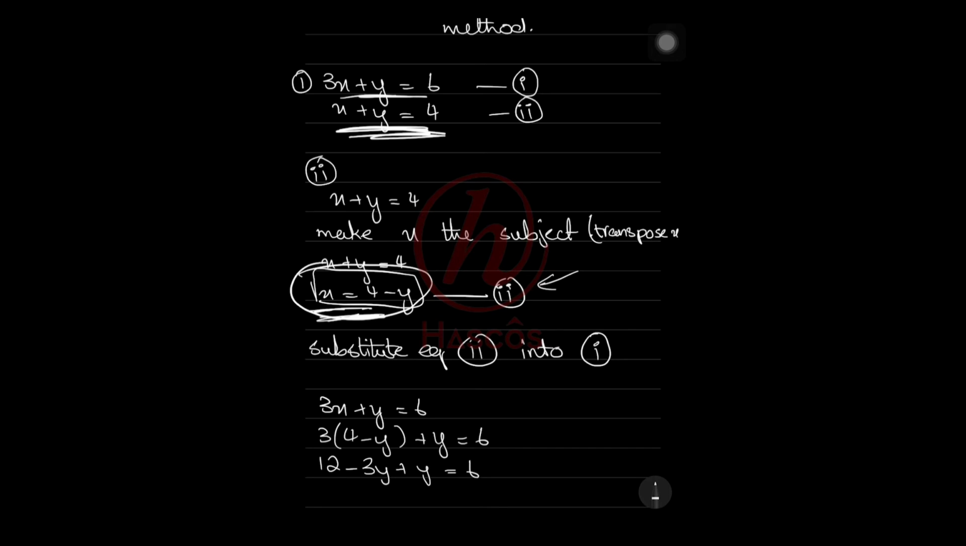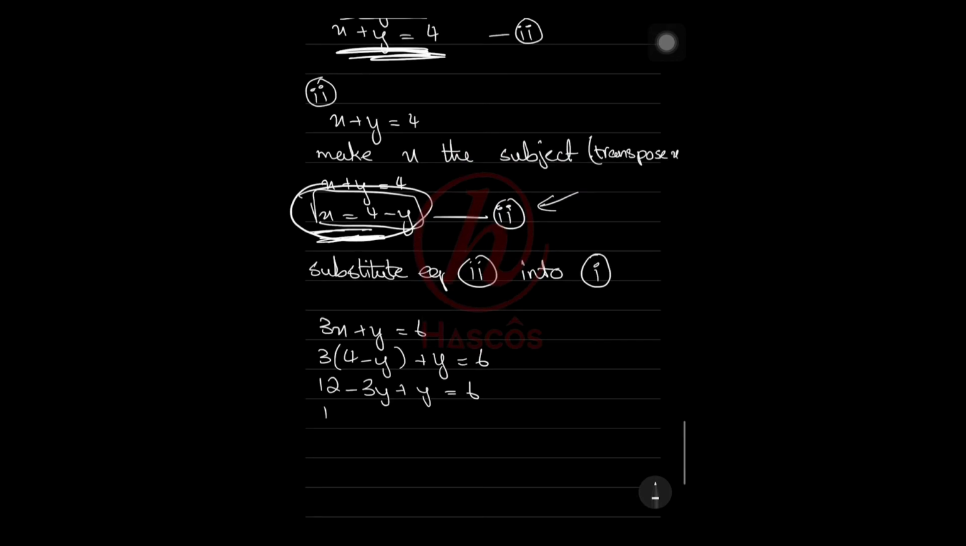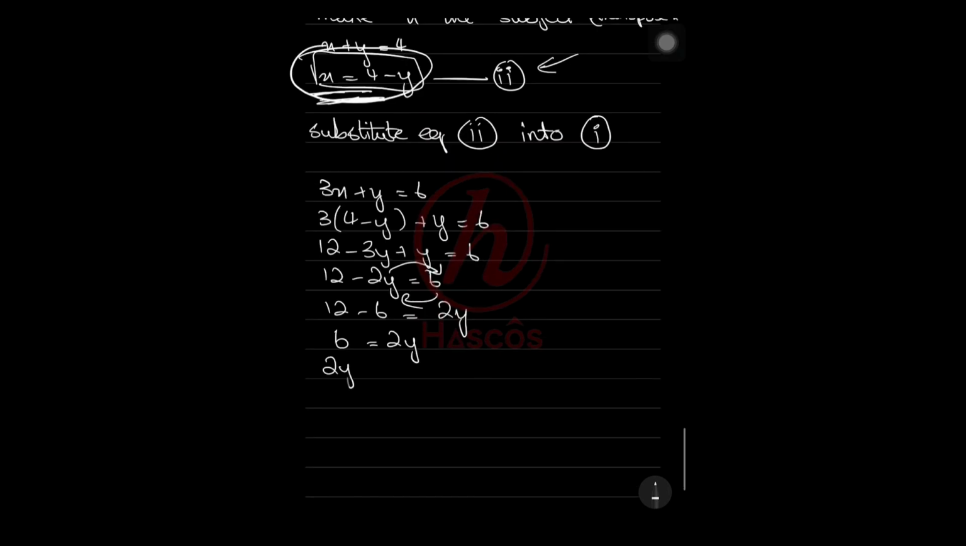This becomes 12 minus 2y equals 6. Minus 2y gets carried over this side, 6 carried on this side. 12 minus 6 equals 2y. And 12 minus 6 is 6, 6 equals 2y. 2y is equal to 6. Y is equal to 6 upon 2, which is essentially y is equal to 3.